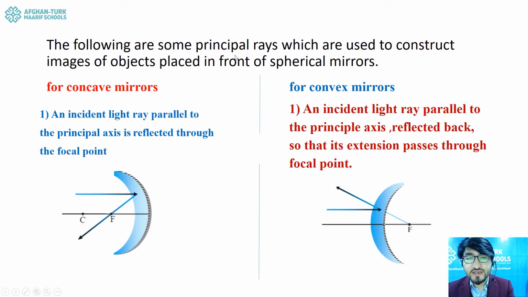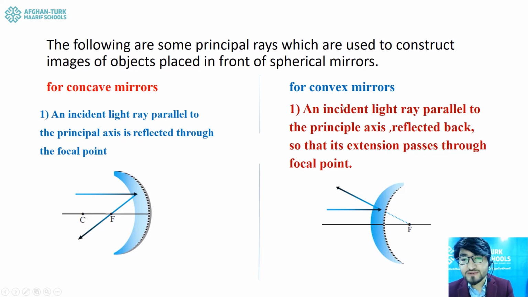The following are some principal rays which are used to construct images of objects placed in front of spherical mirrors. Number 1, an incident light ray parallel to the principal axis is reflected through the focal point. You see, the incident ray parallel to the principal axis is reflected through the focal point.